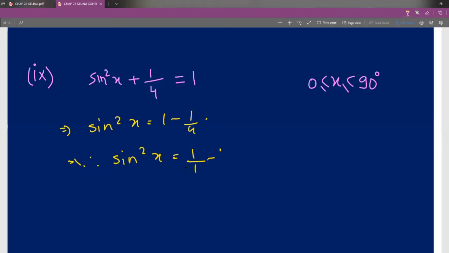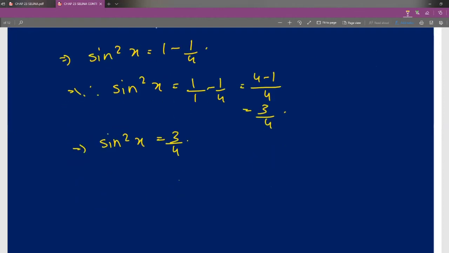1 minus 1 upon 4, which will be equal to, our LCM will be 4. So therefore our RHS will be equal to 3 upon 4. So I'll rearrange the equation as it is. Sine square x is equal to 3 upon 4. Now over here there is a square present in the LHS in sine square x. So the square that is present in sine square x, I'll take it to the RHS and it will become square root of 3 upon 4, which will be equal to root 3 upon 2.